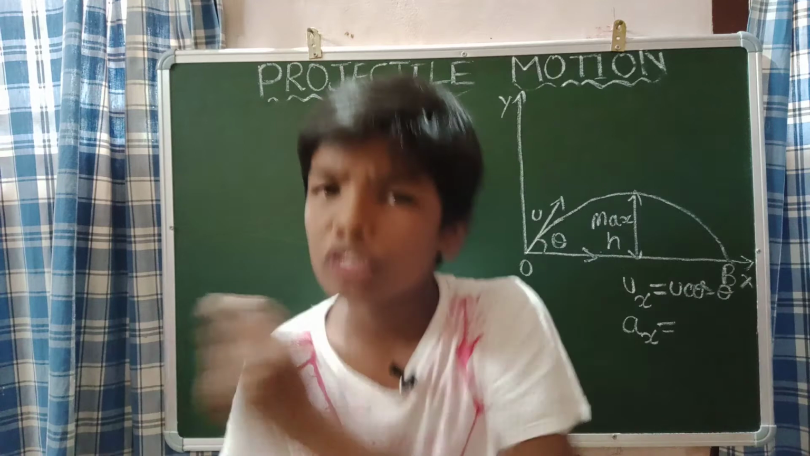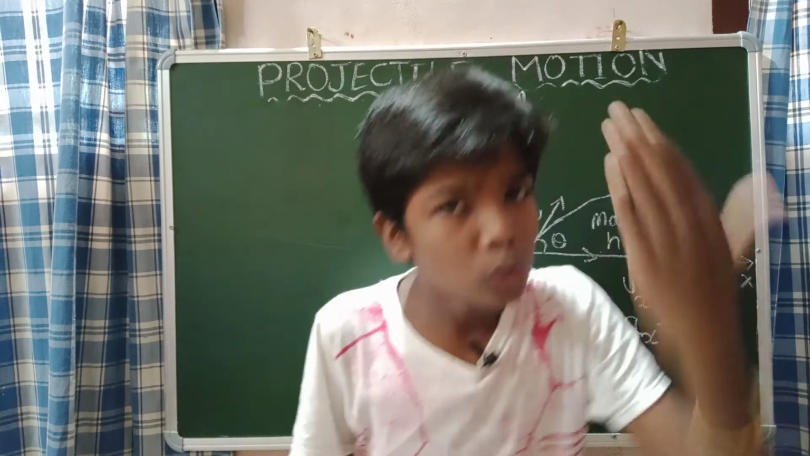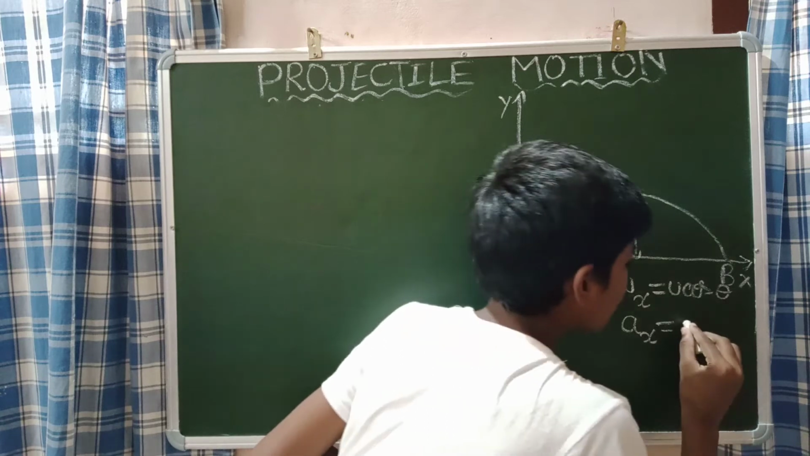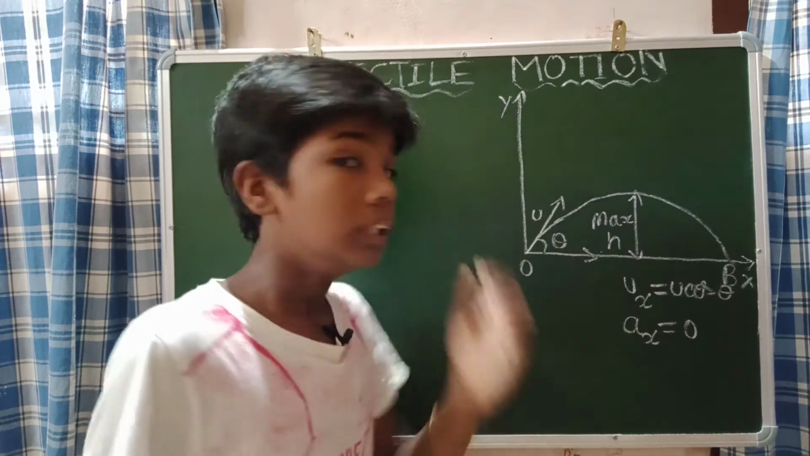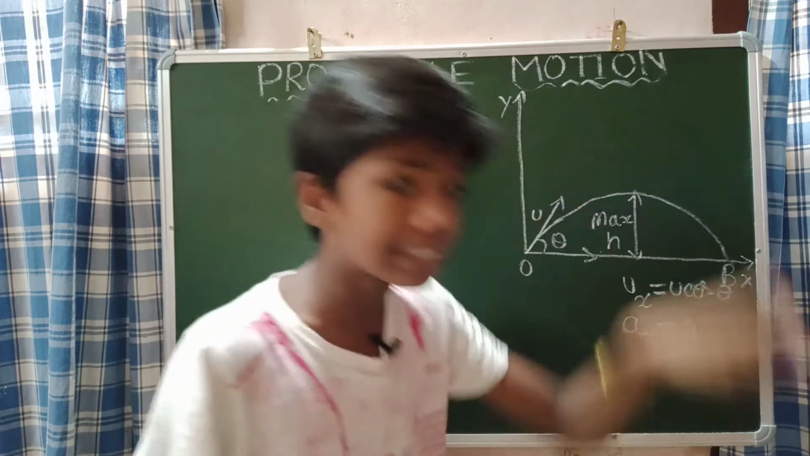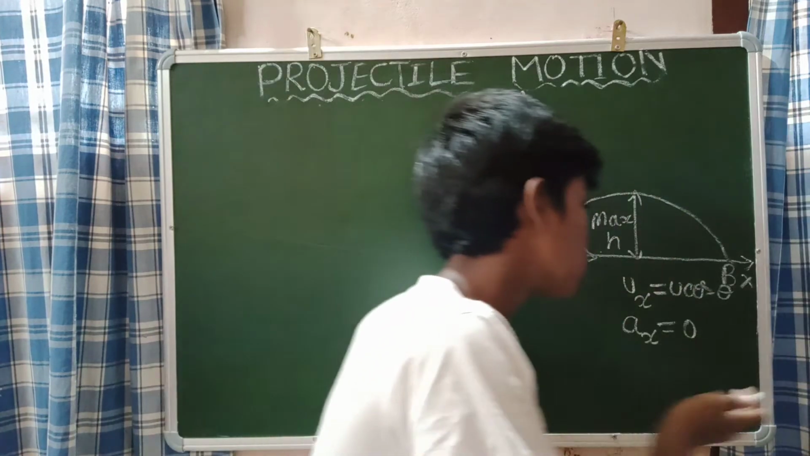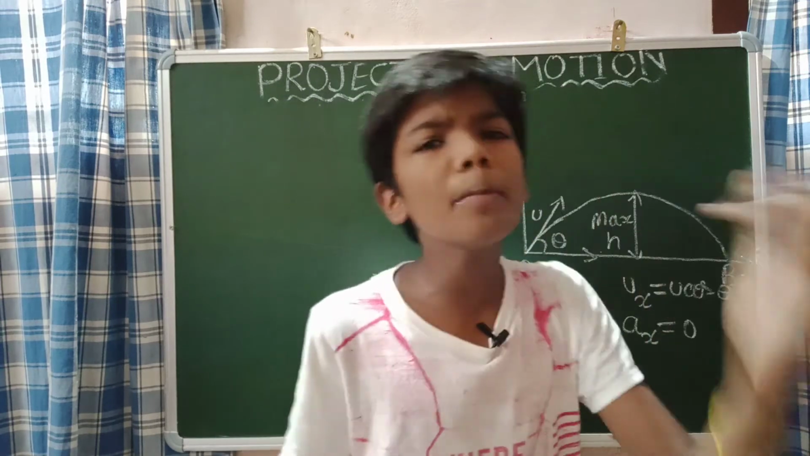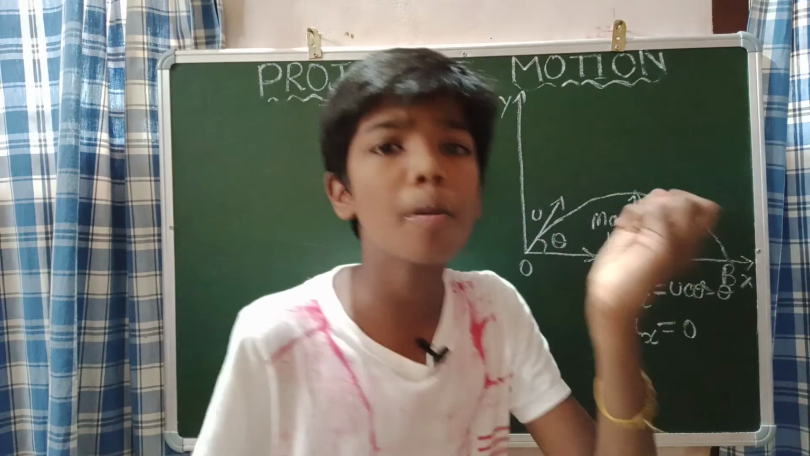Do we take it on the x component? No. So there is no acceleration in the x component. So we can say that the x component of acceleration is 0. This is what we need to understand here, guys. Because there is no acceleration in the x component, that is why I am saying the x component of acceleration is 0.